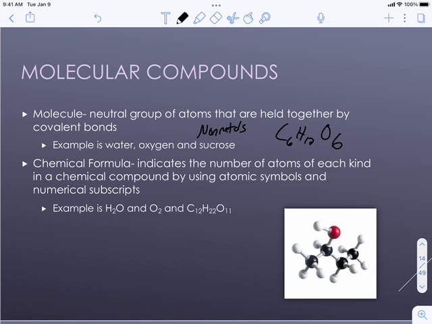The formula of something just tells us how many atoms we have of each element, obviously. So down here, we can look at H2O. That tells us we have 2 hydrogens and 1 oxygen. We don't show the 1.